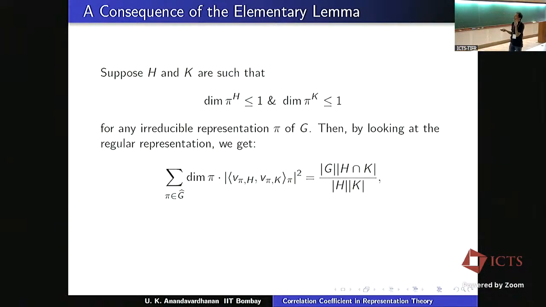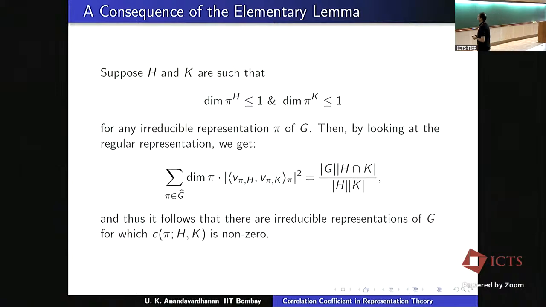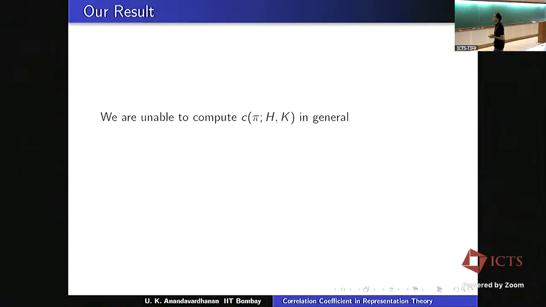And what is a consequence of this? Because when we started the question, we did not even know whether correlation could always be 0 or not. So now we can certainly say there is at least one representation for which it is non-zero, because the right-hand side is a non-zero number. Right? So it follows that there are irreducible representations of G for which C pi hk is non-zero. So whichever group you take, whichever two subgroups with this property you take, there is going to be at least one representation where VH and VK are not orthogonal. So this we are unable to compute in general.